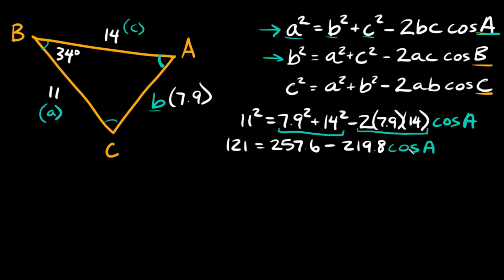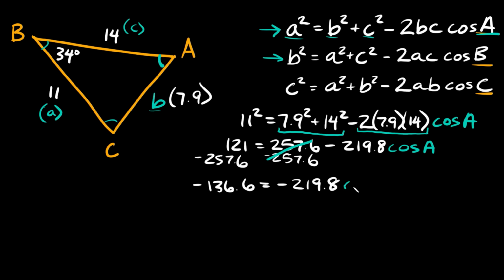All right, we're trying to solve for this right here, so let's try and get some stuff to the left side. Here we can subtract 257.6 from both sides. Over here, those cancel out. 121 minus 257.6 is equal to negative 136.6. And that's equal to what we have left on this side, negative 219.8 times the cosine of angle A.